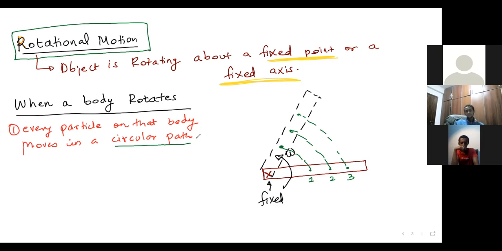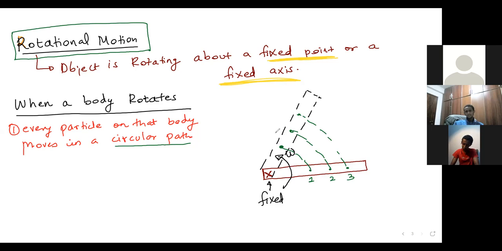Have you understood this? The best example: you must have a fan just above you, right? Try to concentrate on any point on that fan and you will notice it is performing a circular motion. Check it, quickly check it. Isn't it?